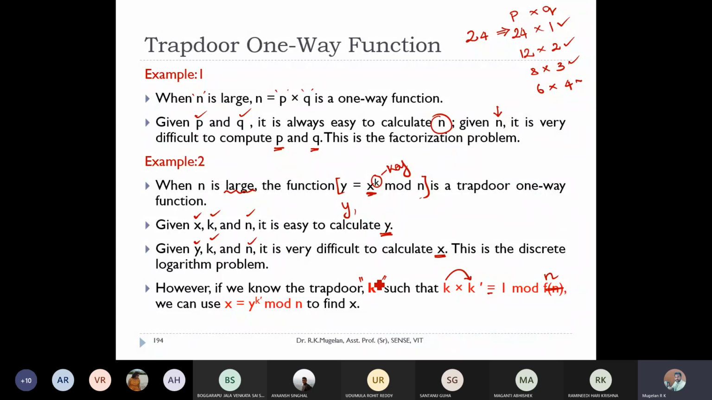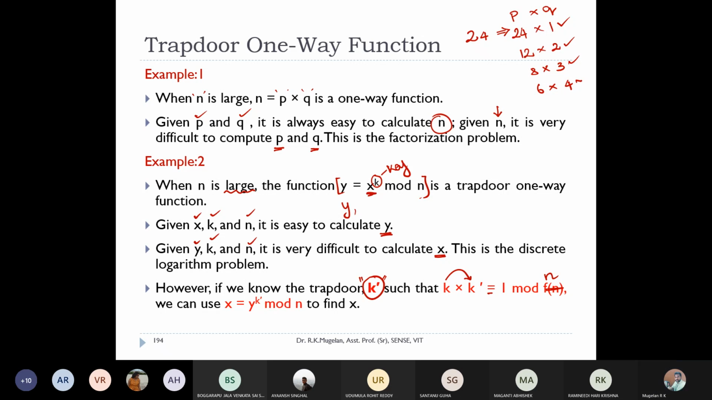Now, can you tell what is the relationship between this k dash and k? You can use chat or you can unmute and tell. The trapdoor which I am saying is k dash, and the relationship between k and k dash is that if you multiply both of them, it will be congruent to 1 modulo n. Can you tell what is the relationship between k and k dash?